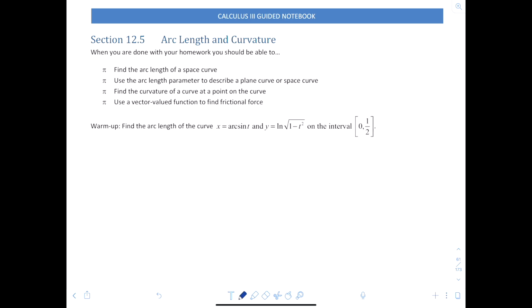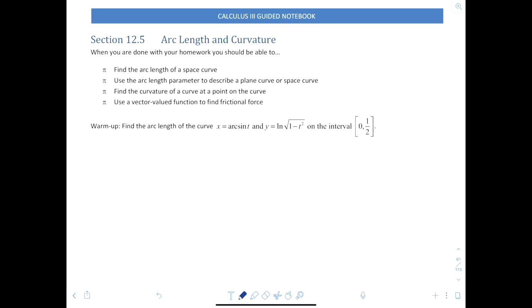So this time we'll be finding arc length of a space curve, and we'll use that to describe a plane curve or space curve, and to find curvature of some curve at a point on the curve, and use a vector valued function to find frictional force. All right, so here we go.